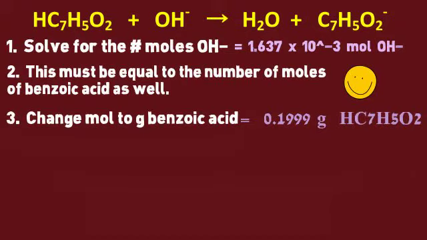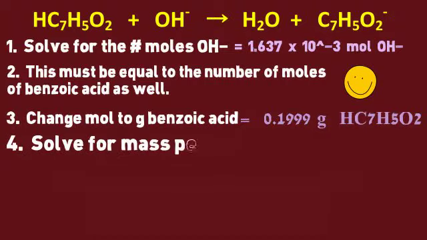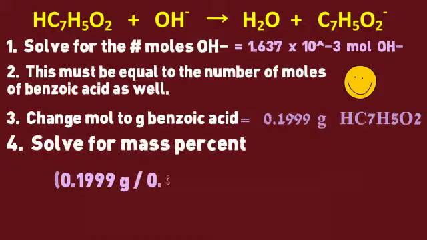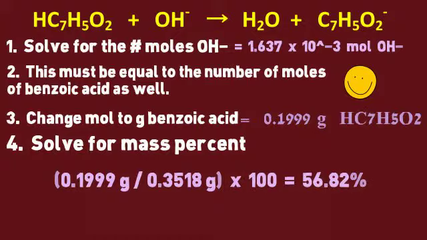Well, if you know the grams of that at the start, I did give you the starting amount of the mixture. So solving for mass percent will come next. You should be able to do that. I will show you the answer. Solve for mass percent. And of course, that's always part over the whole times 100. The starting amount was 0.3518 grams, times 100. And you will get 56.82%. Hope you got that.